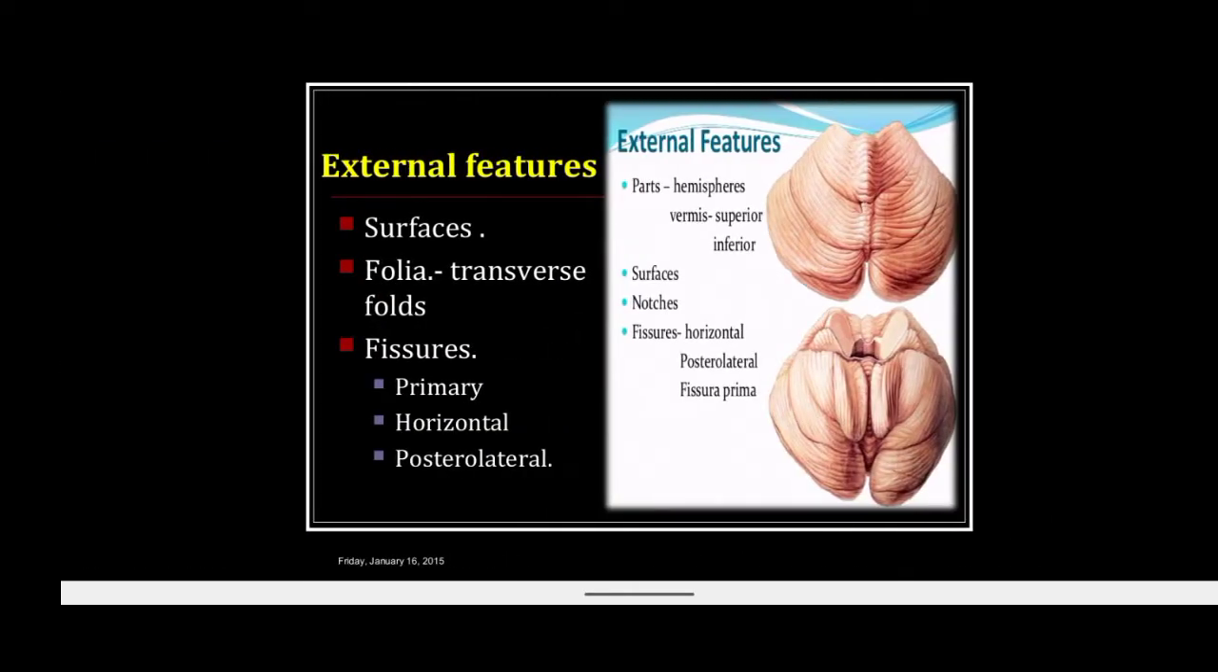So you can see here clearly the external surface. Surface is extensively folded and there are mainly two fissures, that is primary and posterolateral, that divide the cerebellum into different lobes. Primary, posterolateral and fissura prima. Fissura prima is on the lower side. Mainly there are two, primary and posterolateral.